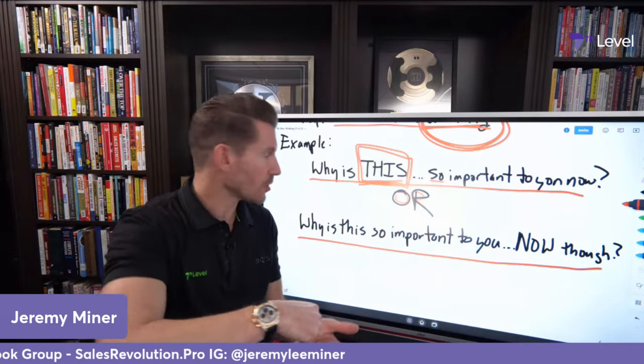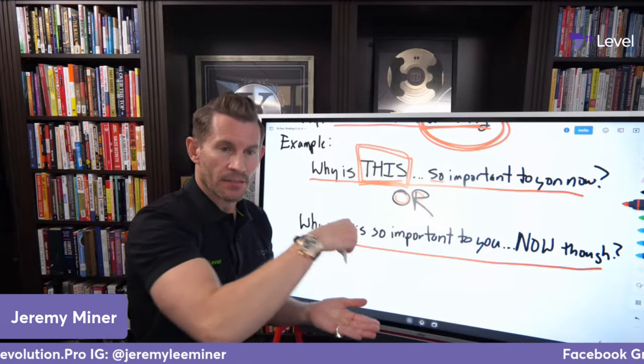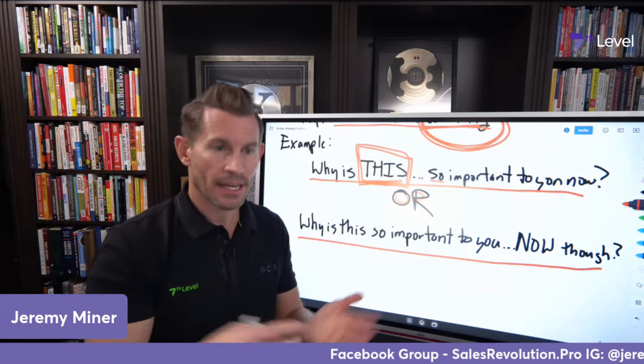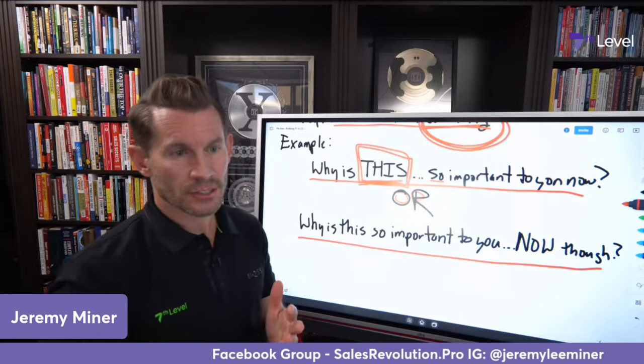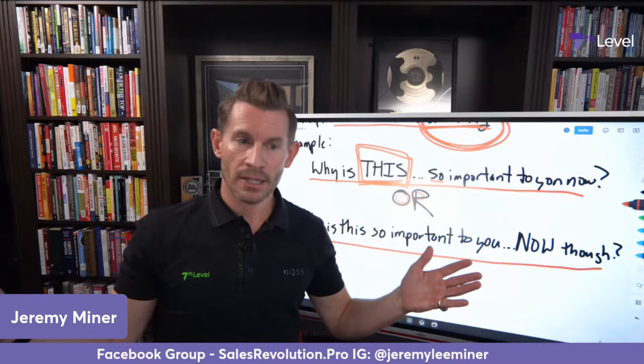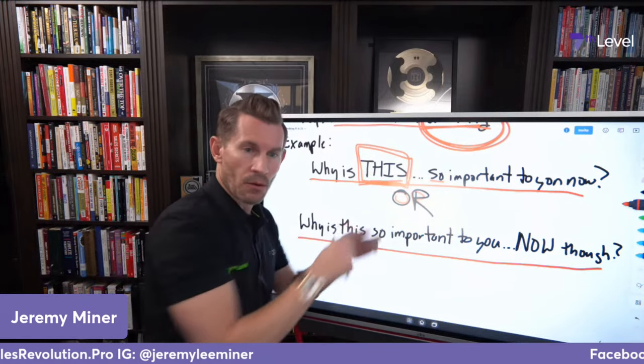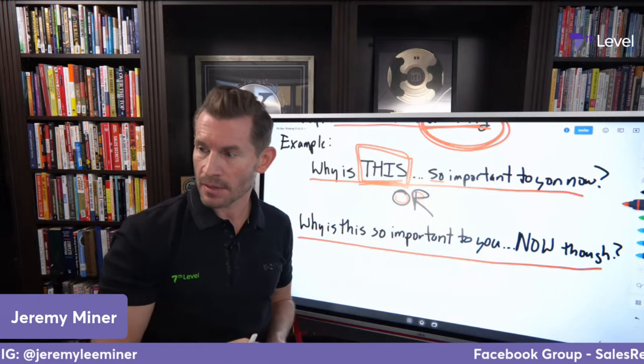If I sold life insurance, the same thing. This, whatever it is, if I sold cybersecurity, the thing, if I sold some type of SaaS product that helped associations get rid of their manual process for judging contents because now it's automated, this is what they're thinking now. Why this is so important to them now.